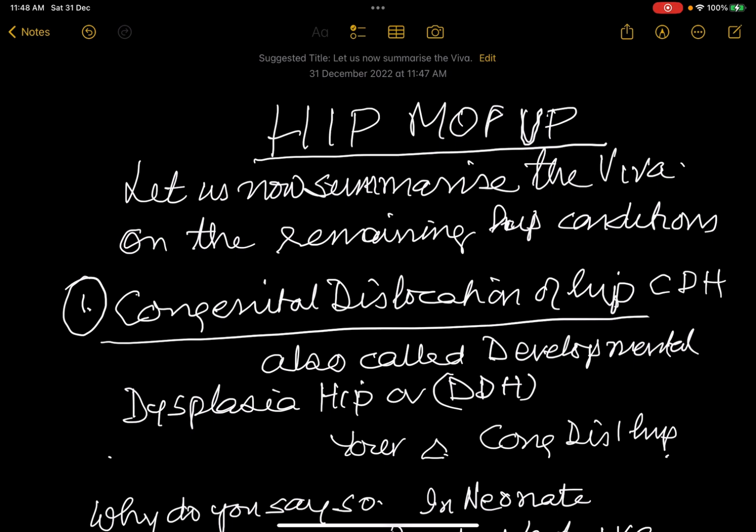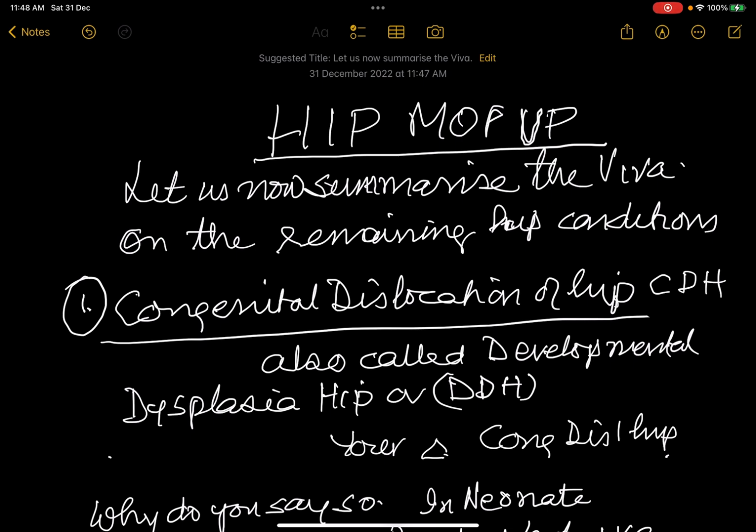Well, let us now give you questions on the remaining conditions of the hip that you may get and you may be asked about. So this is the hip mop-up round. So let us summarize the viva on the remaining hip conditions.